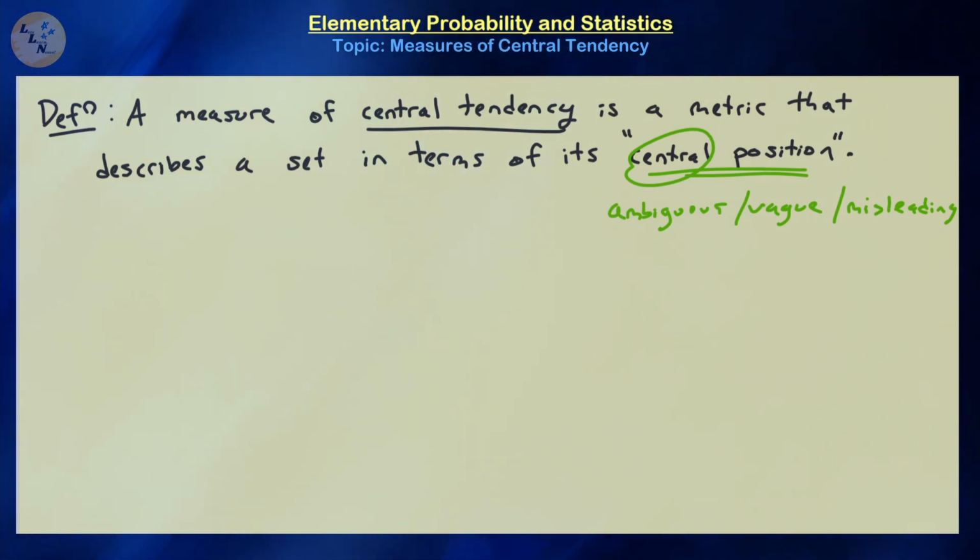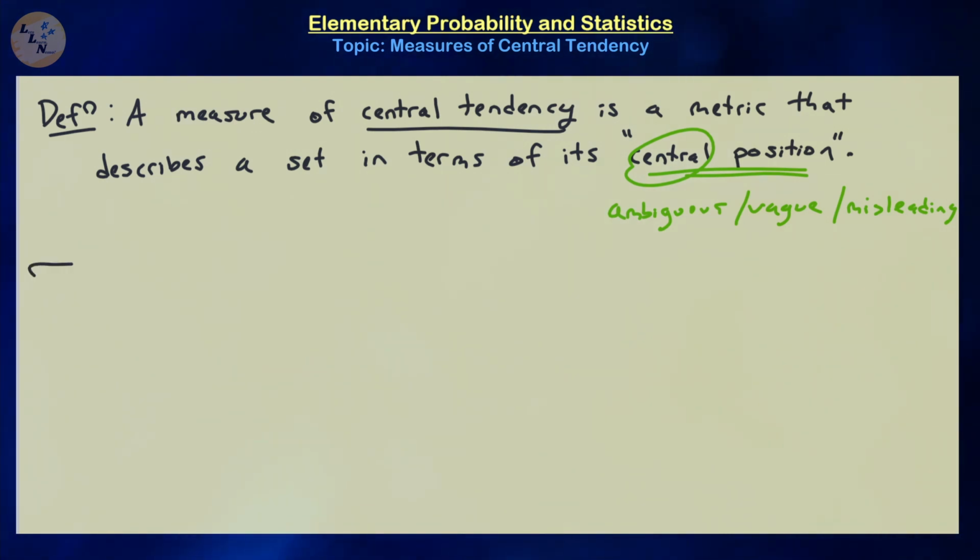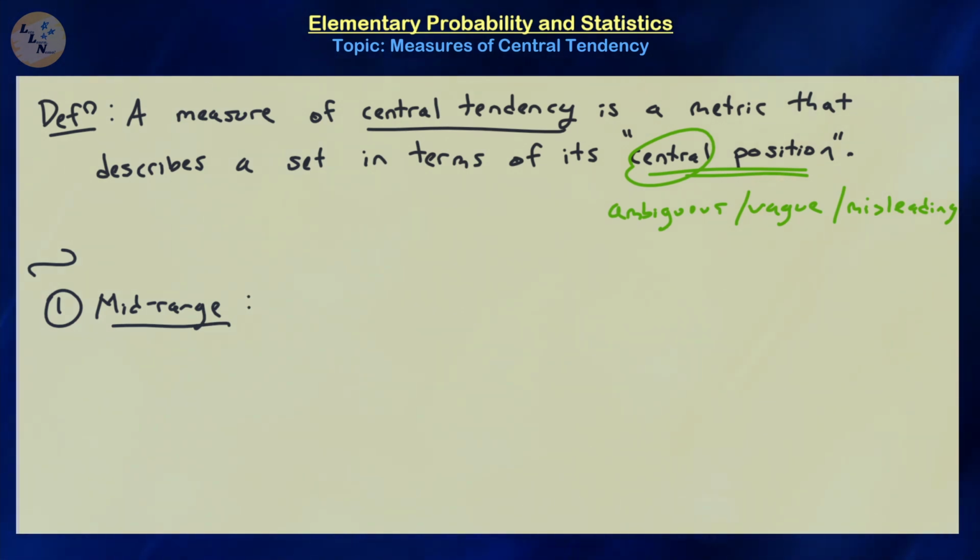So in this video, we're going to look at several measures of central tendency and discuss a couple pros and cons for each of them, and then you can decide which measure of central tendency you may want to use for your particular study. Let's introduce the very first one, probably the easiest to calculate, and that is the mid-range. Let's explain what the mid-range is in terms of an example.